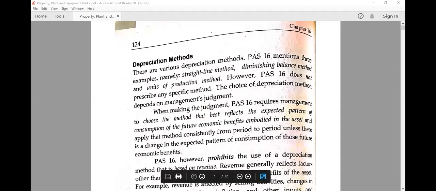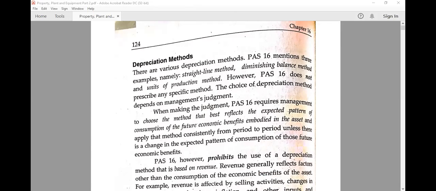Here are our depreciation methods. As what we've discussed, there are various depreciation methods, and it would depend upon management's judgment as to the best method that would show or reflect the expected pattern of consumption of the future economic benefits embodied in the asset. Now, that particular benefit or economic benefits can be financial, can be quantitative or qualitative depending on the case.